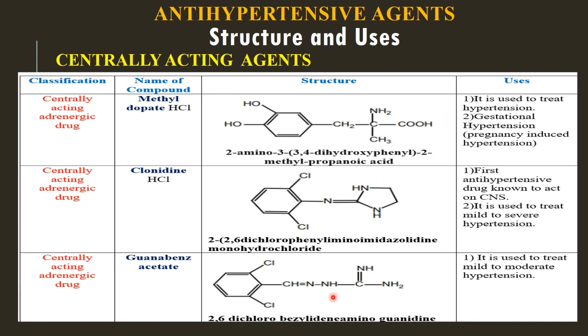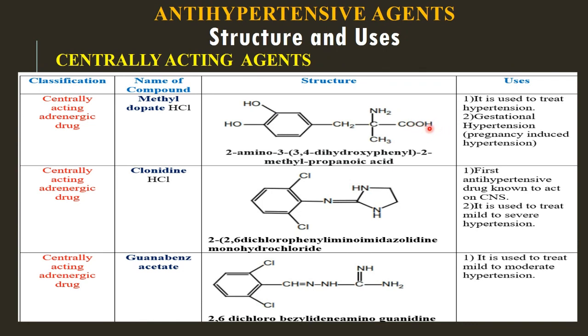The next drug is under the centrally acting agents, especially the centrally acting adrenergic drugs. The name of the compound is methyldopate, or we can say methyldopa. Here you can see in methyldopa you have 3 carbons, so a propane group is present, and an acid.